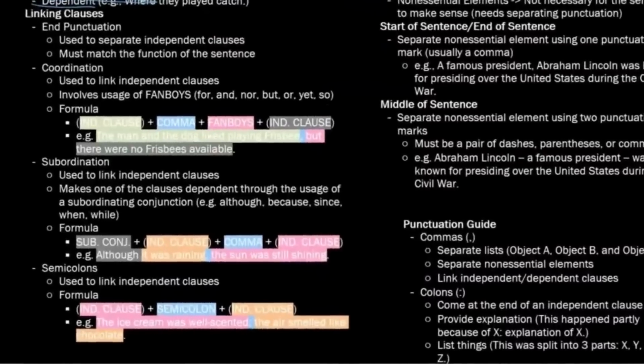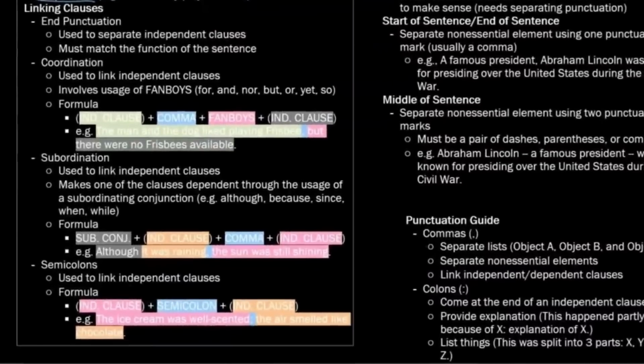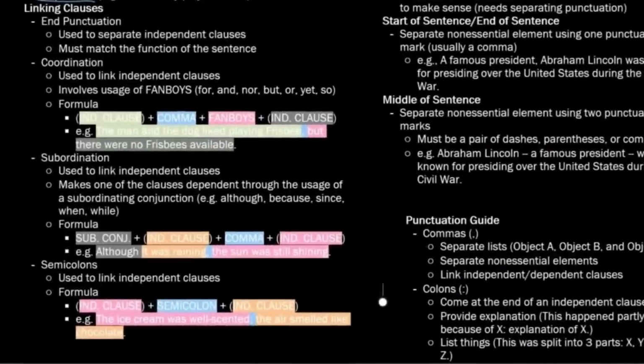Now we have to link clauses, right? We have to link our dependent and our independent clauses. And how we do that, there's quite a few ways. So the first thing is end punctuation, which is kind of just like a qualifier for any of this, right? You need to make sure that if your sentence is asking a question, it's going to end in a question mark. Or if you're making a statement, it's a period or an exclamation point, right? If you're making a command or something. Okay, that should just be common sense. You should just have that all set.